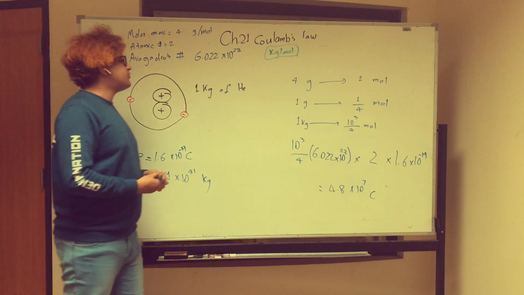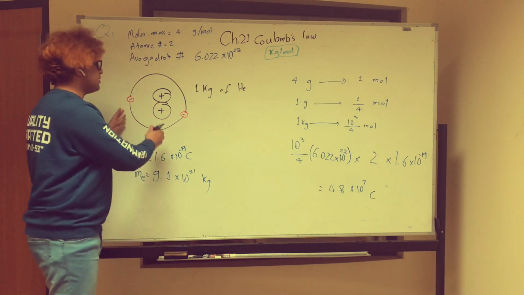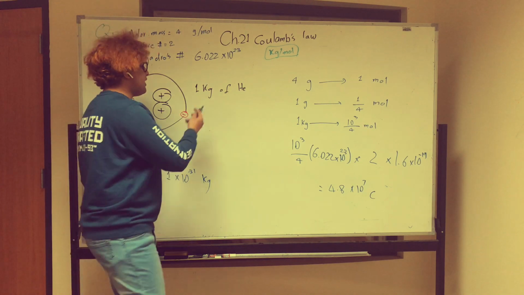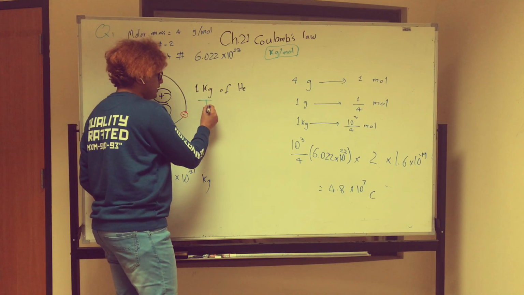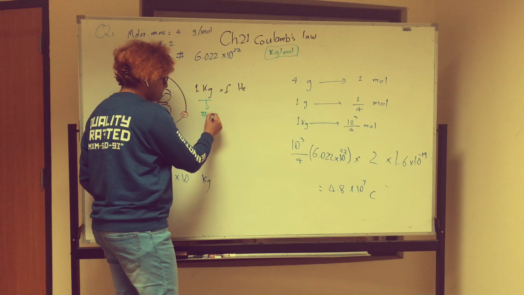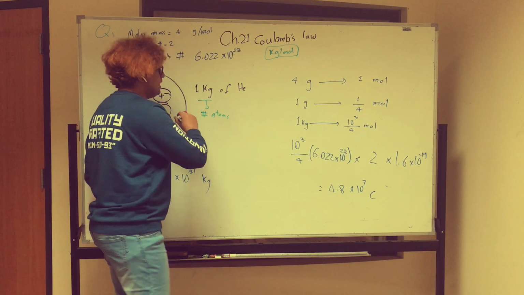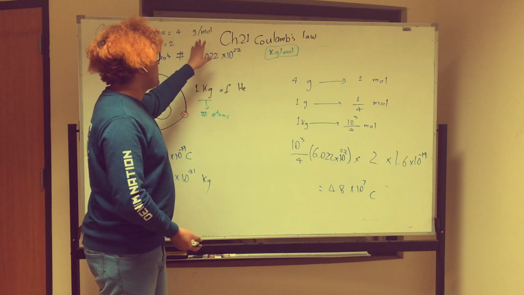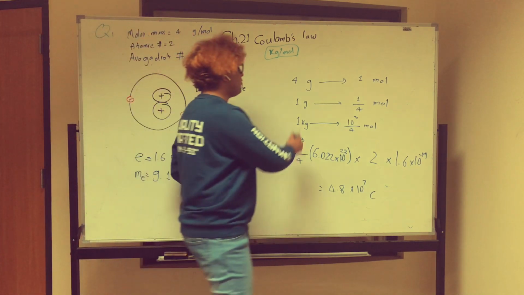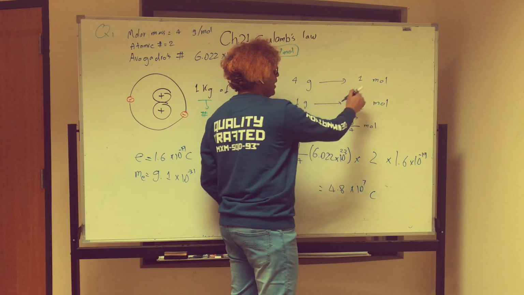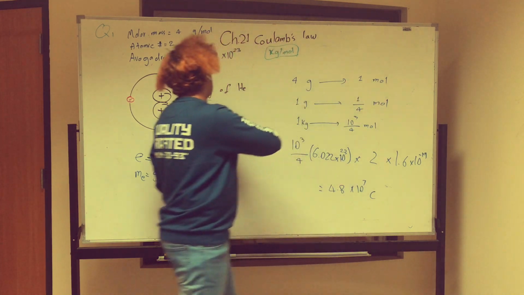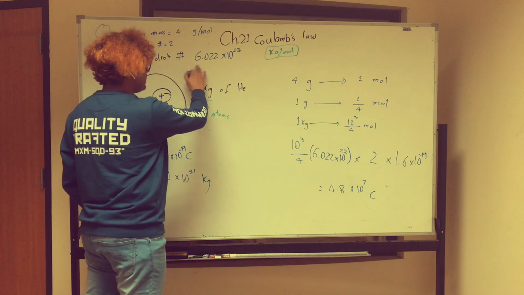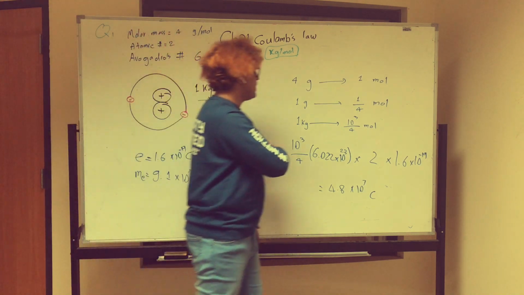Okay, so in order to figure out the charge of this 1 kilogram of helium, first we want to figure out how many atoms are in 1 kilogram, the number of atoms. Okay, how can we figure that out? We know that the molar mass is 4 grams per mole. So if we have 4 grams of helium, we have 1 mole of atoms. 1 mole is equal to Avogadro's number. Avogadro's number is basically 6 times 10 to the 23.